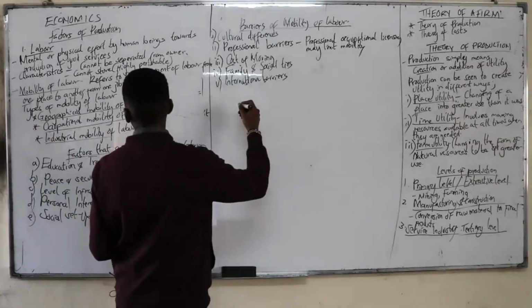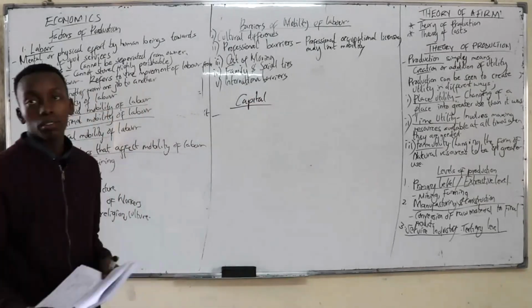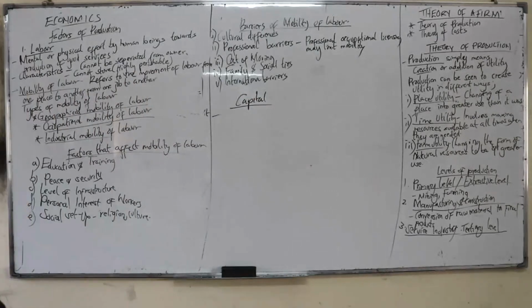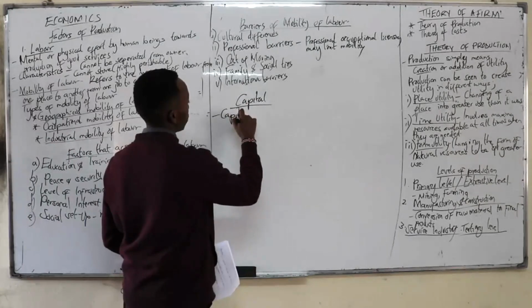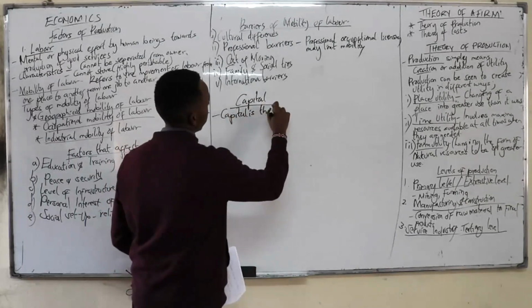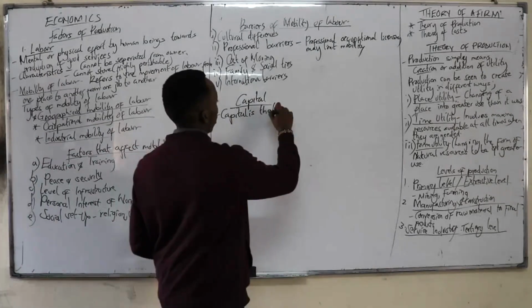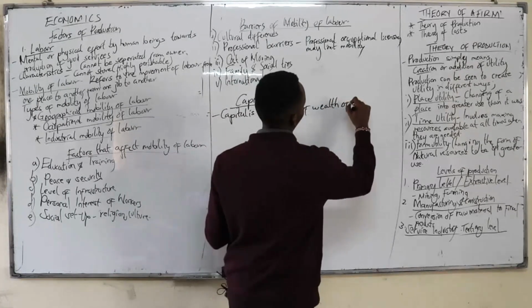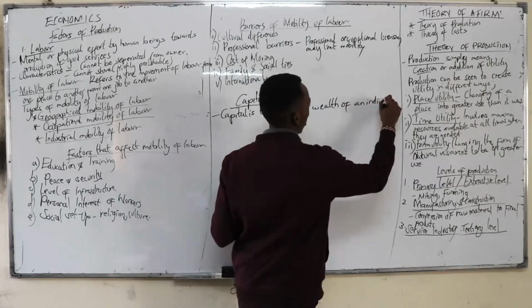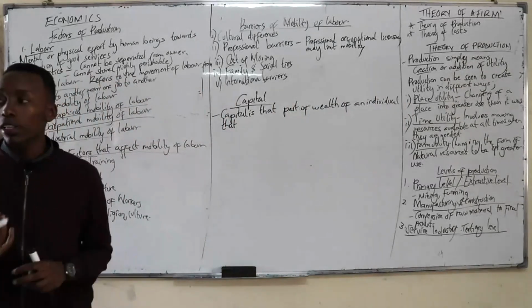And then we look at capital as it is. So what is capital? Capital is defined to be that part of the wealth of a community or an individual that is used for further production of wealth.